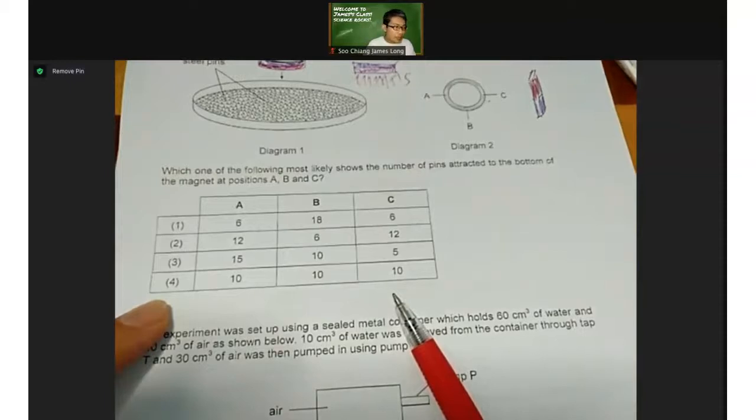Now let's go to the last question. Right, so the answer for this is number 4. The last question is question 44. Let's go to the last question now.